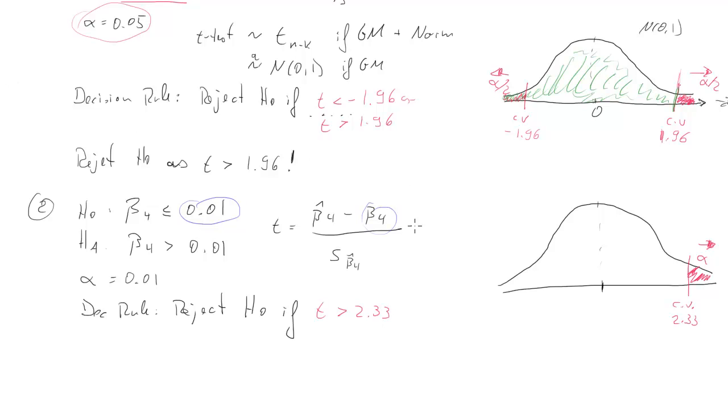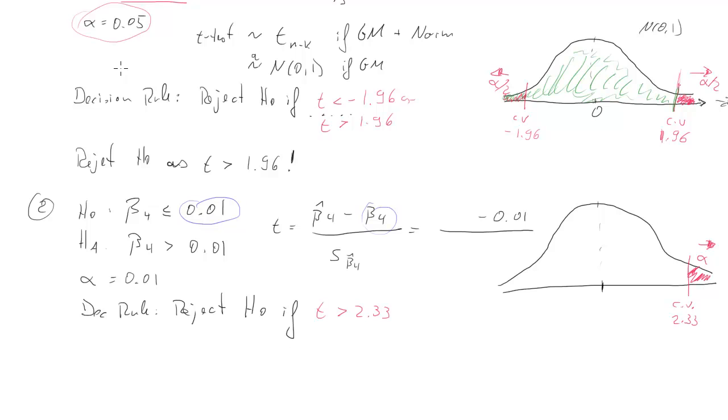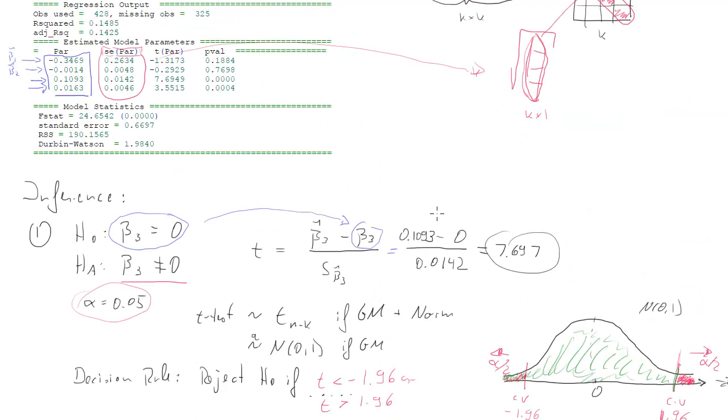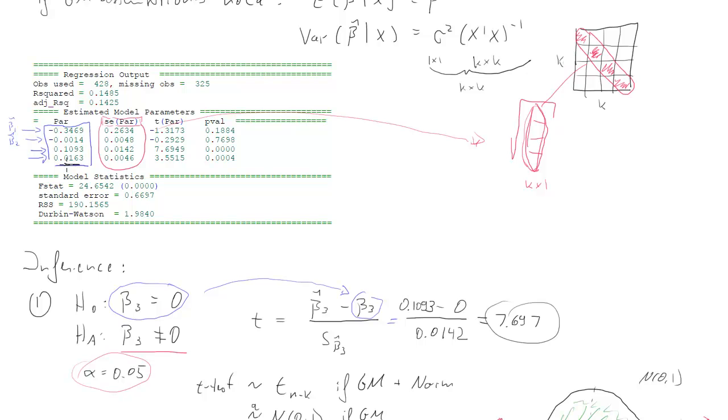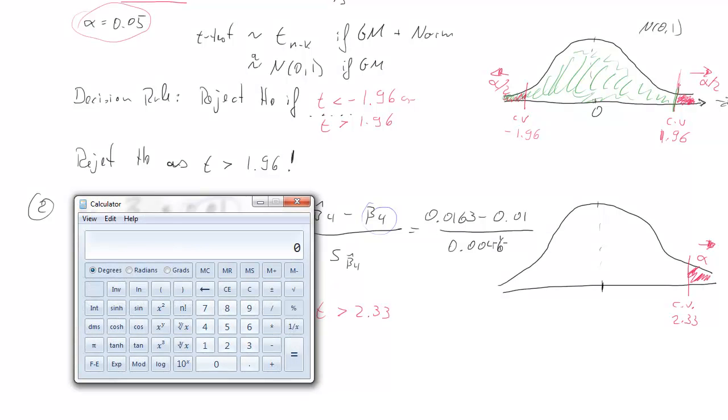So now we continue to the calculation. We know it's going to be minus 0.01, that's from the null hypothesis. So beta 4 hat is 0.0163, that was this value here, and the standard error is 0.0046, divided by 0.0046. So let's get the magic calculator.